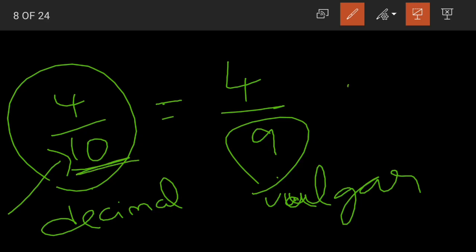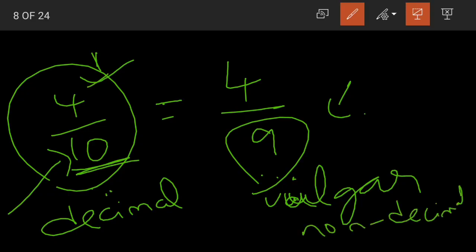Decimals have 10 or any number to the power of 10 as denominators. So the vulgar fractions have any number other than 10 or a power of 10 as the denominator. A given fraction can be either decimal or non-decimal, and the non-decimal one is also called the vulgar fraction.